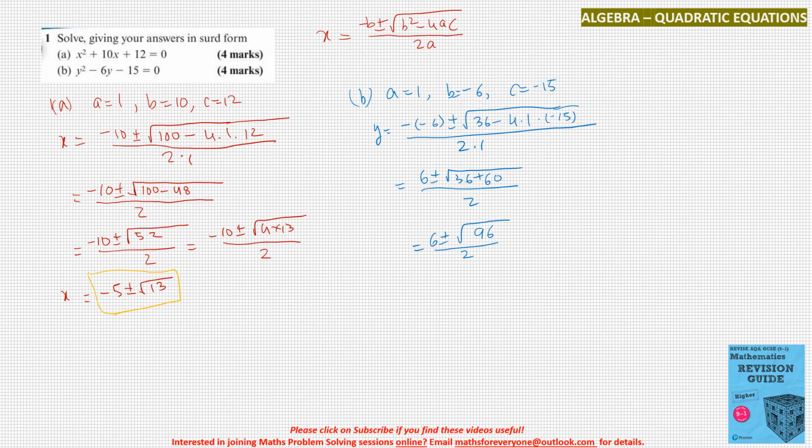So 96, I can break it down to 16 times 6, that would be 4. So my answer is 3 plus minus 2 root 6. Okay, so that is y, and that is my answer. Okay, so this one is done.